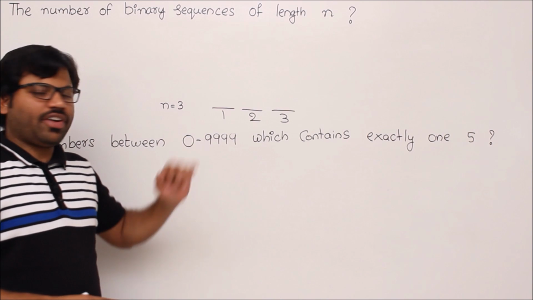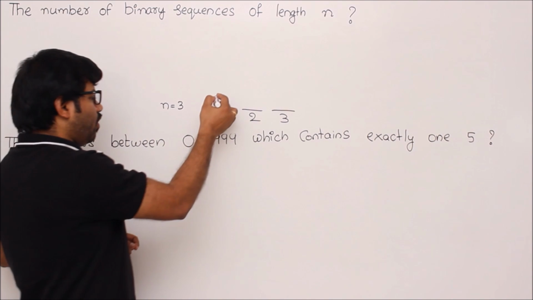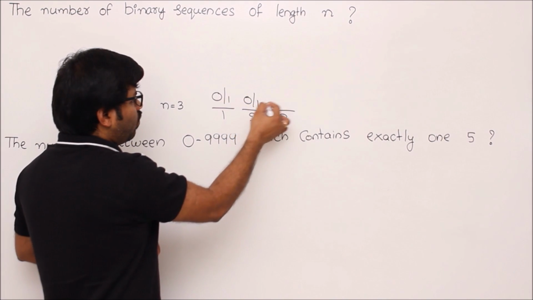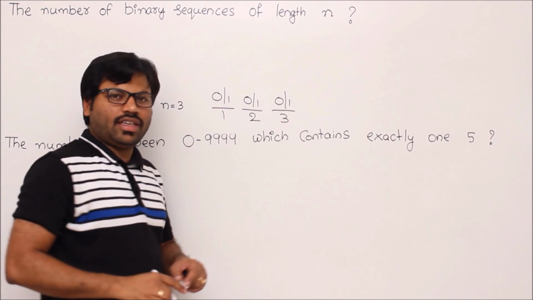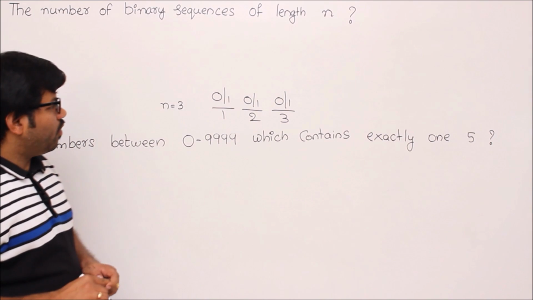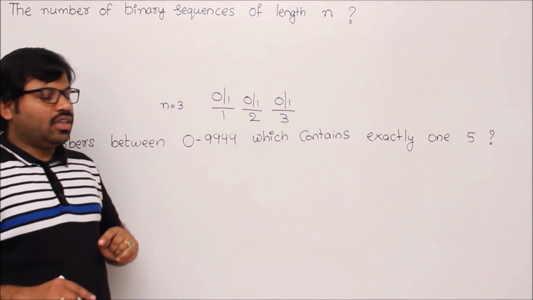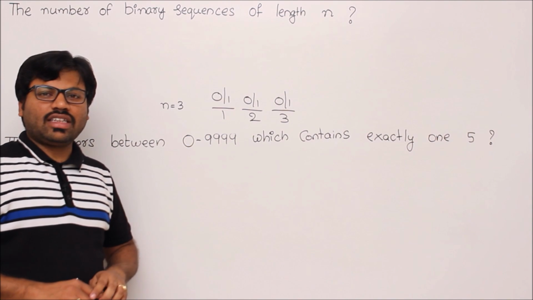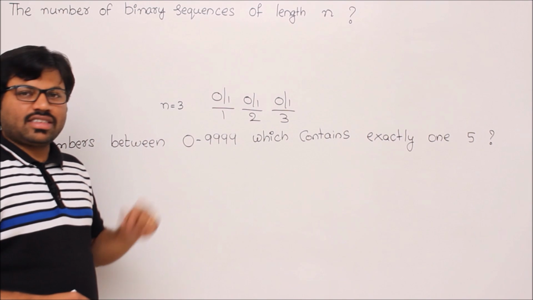For that I take 3 different positions. So any binary sequence can be formed by writing 0 or 1 in each position, isn't it? So now once you do it, then you realize that forming a binary sequence can be done by a task sequence.